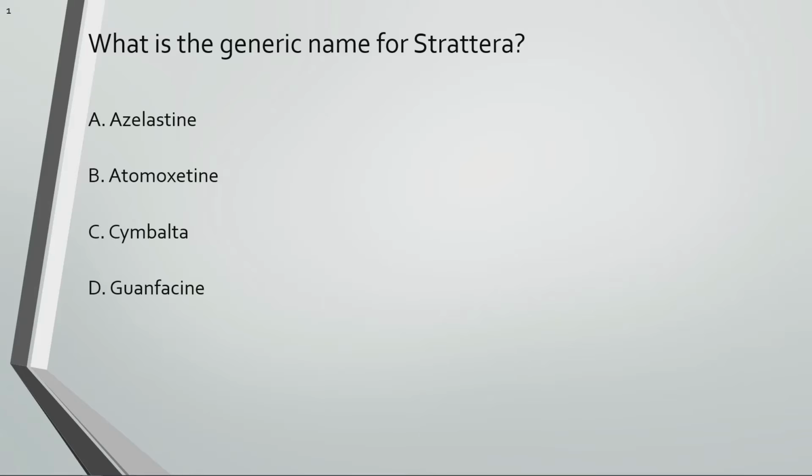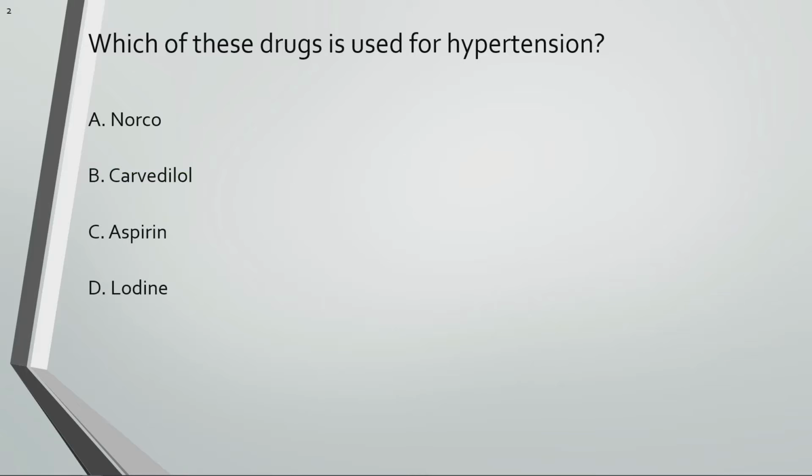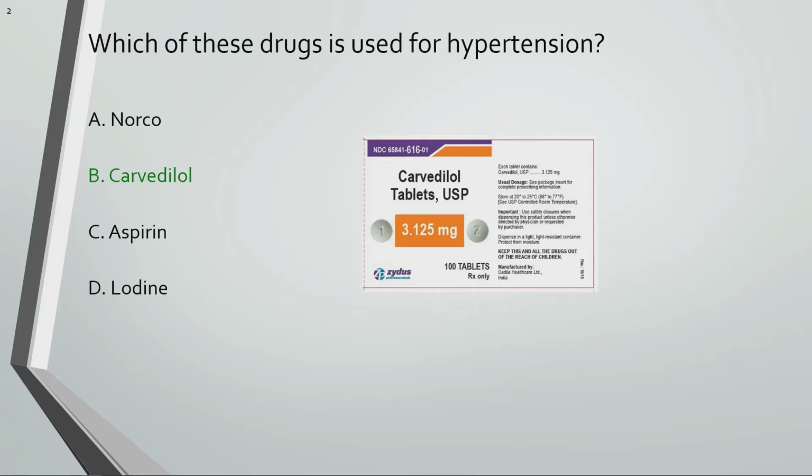So let's get started. What is the generic name for Strattera? Atomoxetine is the generic name for Strattera. Which of these drugs is used for hypertension? Carvedilol is used for high blood pressure, Norco is a pain medication, aspirin is used for pain, fever, and cardiovascular health, and Lodine, or generic name etodolac, is an NSAID used for pain, inflammation, and arthritis.